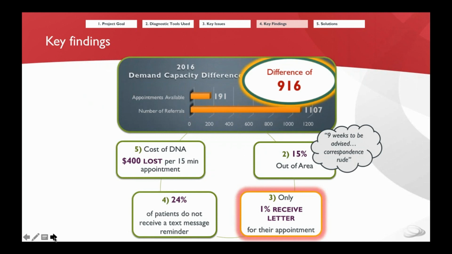When they did that deeper analysis, they started to engage patients and ask them questions. They found that only 1% of patients actually received the letter of appointment. So the letters were going out, but only 1% of patients were actually receiving them. 24% of patients were not receiving the text message reminder. And there was a cost to this: $400 was lost per 15-minute appointment. In terms of the appointments available and the number of referrals, many patients were not showing up because they weren't even receiving the letter of appointment.